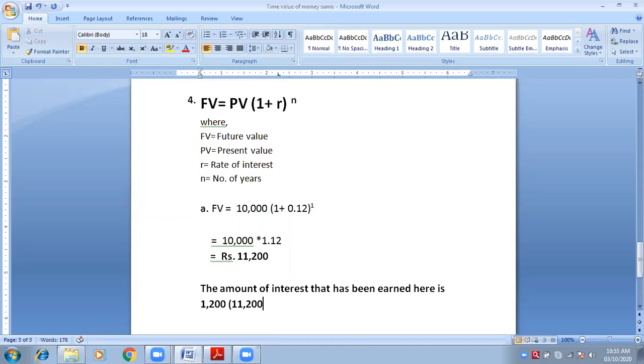The total earnings were 11,200 minus 10,000. Yes, minus your own amount, which was the principal amount. Okay, so the leftover amount is the amount of interest after deducting. So I hope you understand this. In each case, thereafter, you will be answering this. The way it has to be written is: the amount of interest that has been earned here is.